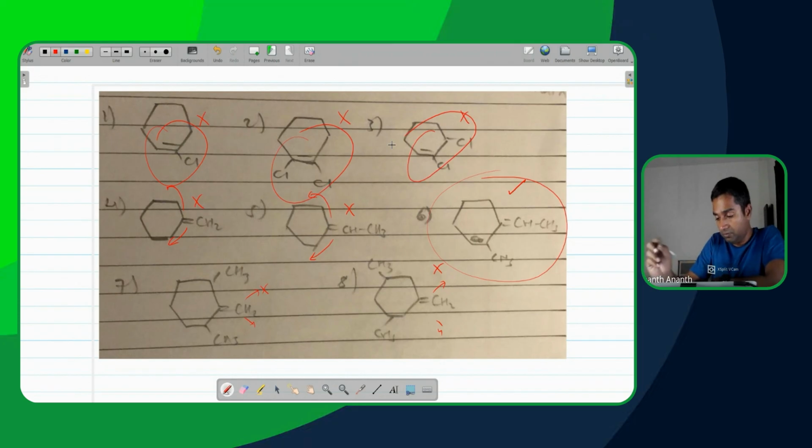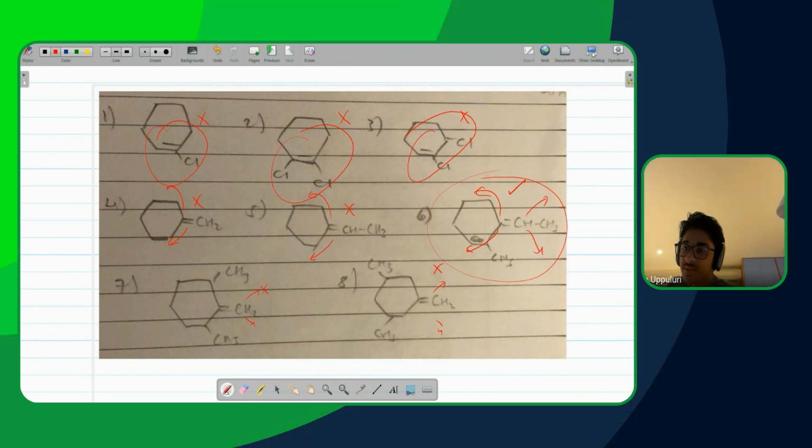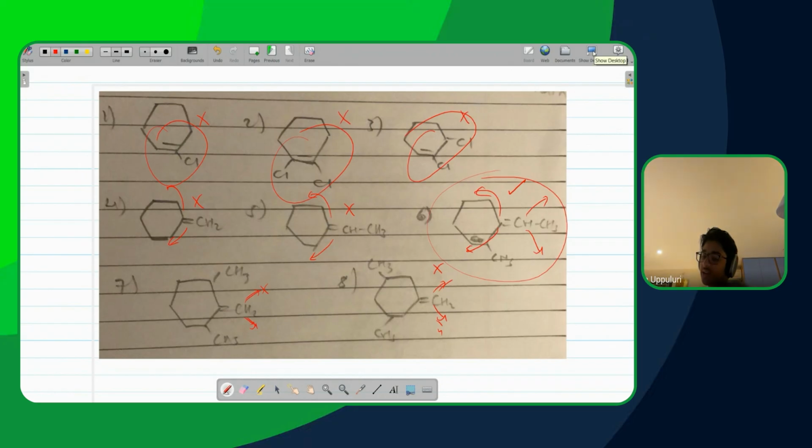So only this one here, you're having this side and this side being different, and you're having this side and this side being different. In the seventh one, how is it? Can you explain the seventh and eighth one again? Hydrogen, hydrogen, hydrogen, hydrogen. Two are same, right? Oh yeah, right.